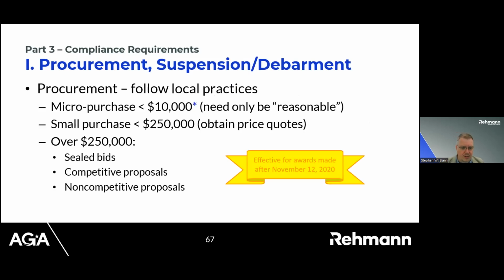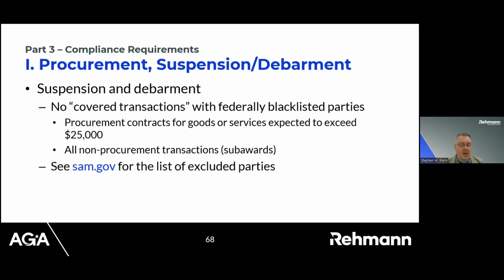We talked about procurement earlier on. Remember that the thresholds are now at $10,000 and $250,000 for the various things, but you have to follow your own policies if they are more restrictive. When you are entering into procurement contracts over $25,000, please make sure that you are not doing business with suspended or debarred parties. You can go to sam.gov and search for that. In 27 years of doing this, I have yet to find anybody accidentally pay a debarred party. So you still need to check, but the odds of it are fairly slim.